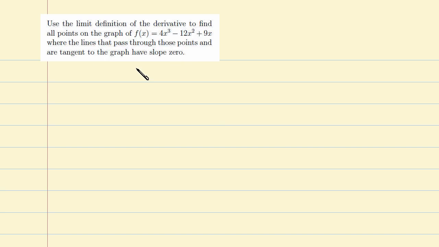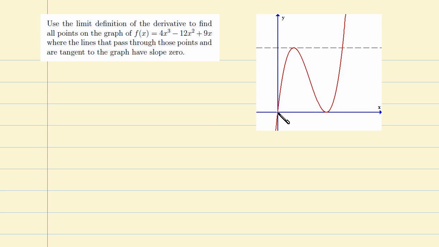To clarify what we're after, suppose we graph this function, say on a calculator or a computer. We should see a graph that looks similar to this red curve here. What we're after are the points like this one and this one, where if we were to draw a tangent line to the graph through that point, like this dotted one for this point, or in this case it looks like it might be the axis itself, those lines are horizontal. They have slope 0. Notice those are the only 2 points where that occurs.